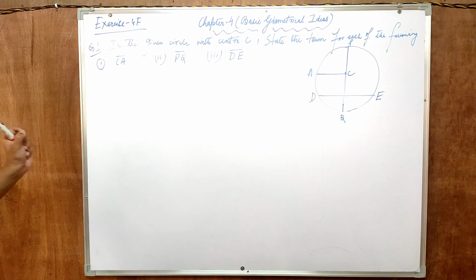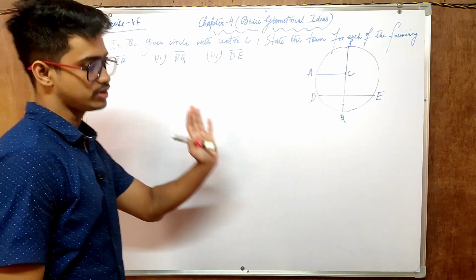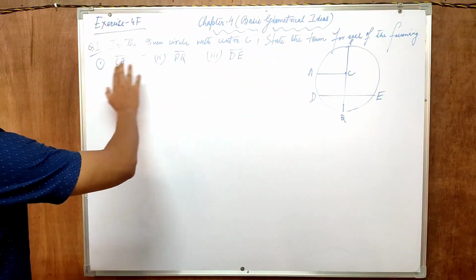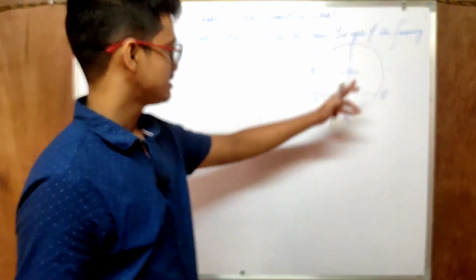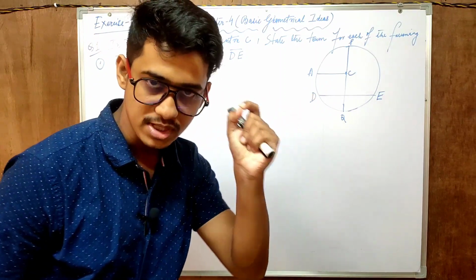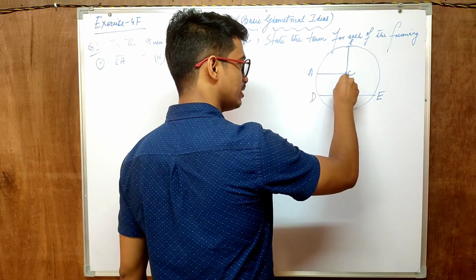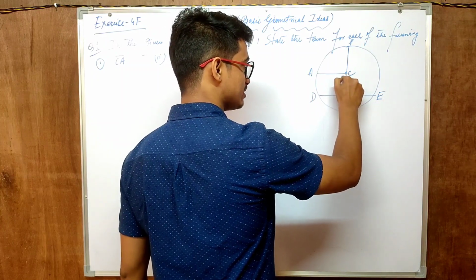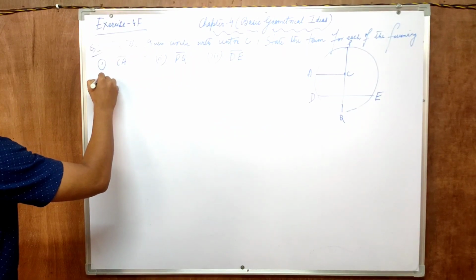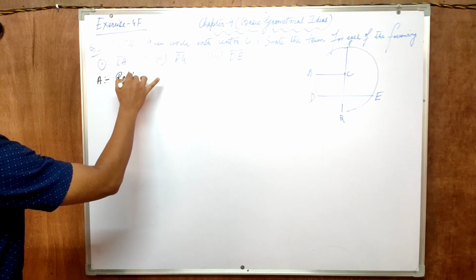What is the first question? In the given circle with center C, state the term for each of the following. Here I have written 1, 2, 3, and questions 4 and 5 are not required. Now, where is CA? If you observe carefully, it has one endpoint at the center and the other on the circle. So this distance is called the radius.